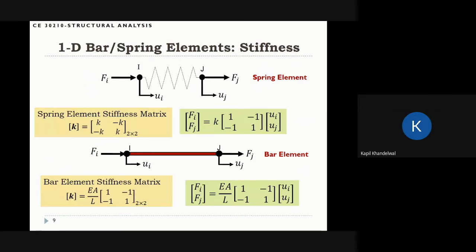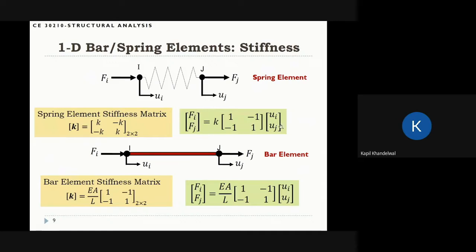So let's go over, one by one, all the elements that we have covered in our class. The simplest elements that we have covered were the spring element and the bar element. Spring and bar elements are very similar. On the right side, we said it's the I node, and the J node is on the left side, and there are 2 degrees of freedom, Ui and Uj. The forces at the I node is Fi, and the force at the J node is Fj.